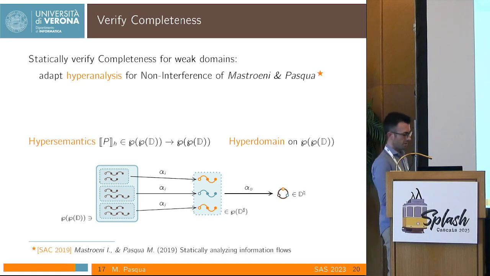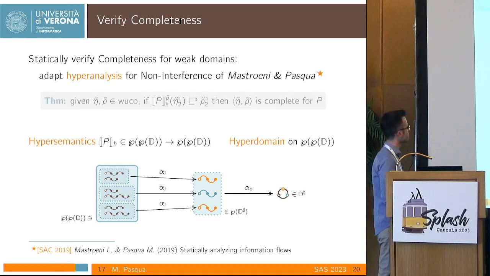With a slight modification, we can do the same for abstract non-interference, and so we prove that we can build a static analyzer that verifies abstract non-interference, and in turn can verify completeness. So we can build this static analyzer and check non-interference, abstract non-interference, and in turn completeness for a given program. Of course, we have false positives also in this case.